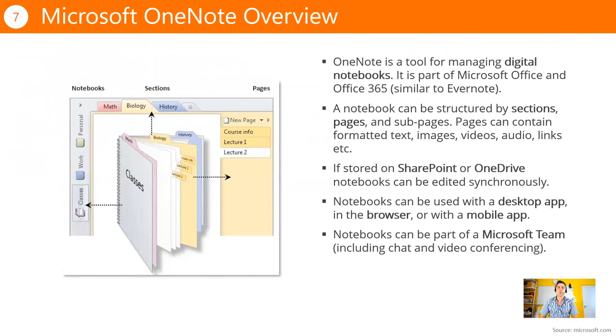And this is what you can see OneNote as. OneNote is a tool for managing digital notebooks. As I said, it's part of Microsoft Office or Office 365. It's similar to Evernote. Perhaps one or another is using Evernote. It's quite similar, but I think more powerful. A notebook can be structured by sections, pages, and subpages. It's quite similar to a paper book.